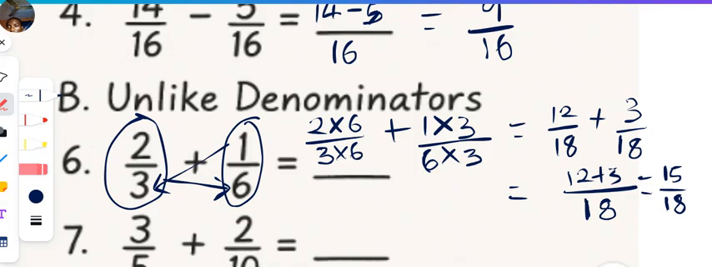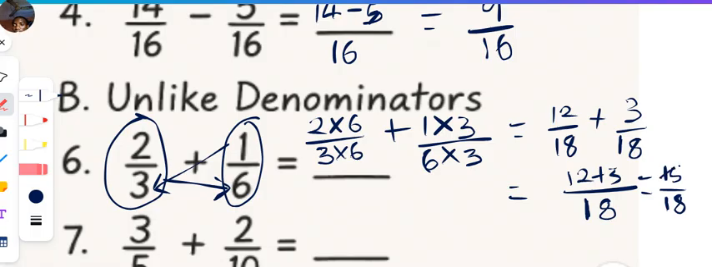So what number do you think 15 and 18 can divide without a remainder? What number is that common factor of 15 and 18? The greatest common factor. And that number is 3. I can see that's 3.